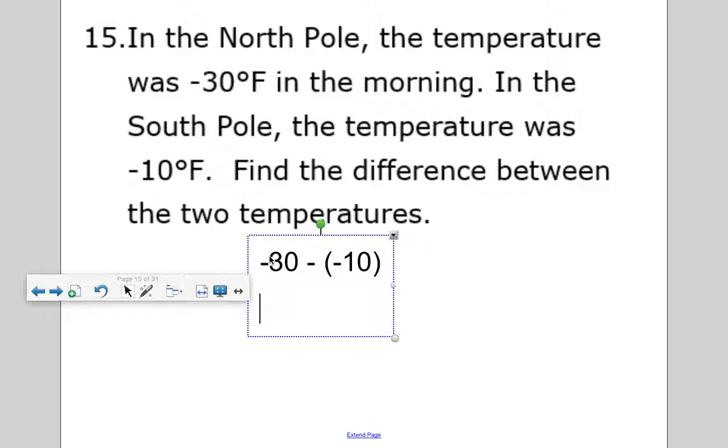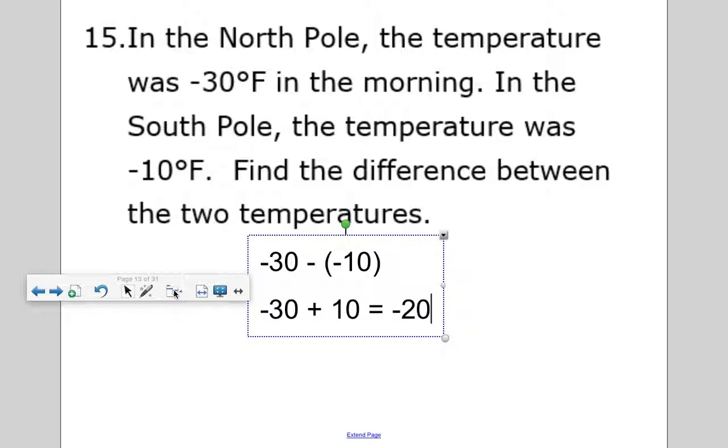So I could draw a picture. I might draw a number line in a few seconds. But first I'm going to rewrite this as an additive expression. Keep it, add the opposite. What's the opposite of negative 10? 10. So negative 30 plus 10. What do you have more of? I have more negatives by 20. So it's negative 20. The difference in temperature is negative 20 degrees.